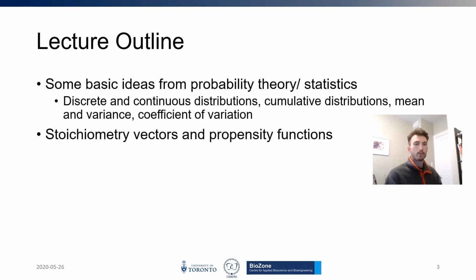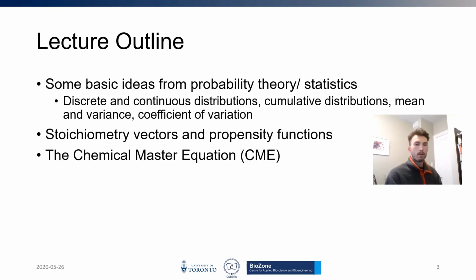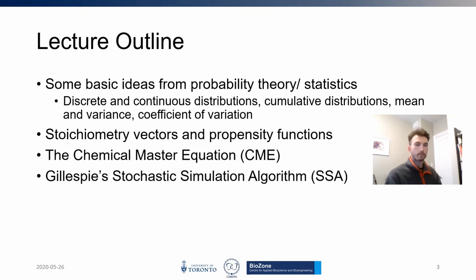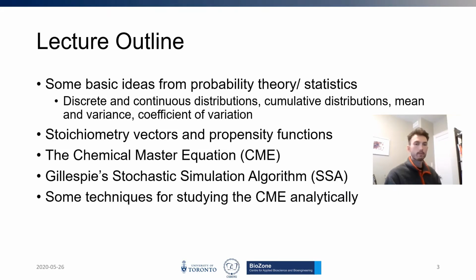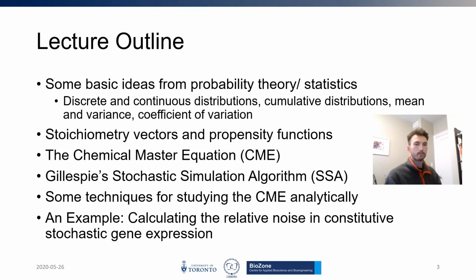Then we'll introduce stoichiometry vectors and propensity functions. Then I will introduce the so-called chemical master equation. Following this, we'll be able to discuss Gillespie's stochastic simulation algorithm for simulating stochastic chemical networks. And then I'll discuss some analytical techniques for studying the chemical master equation. Then we'll end with an example calculating the relative noise in constitutive stochastic gene expression.